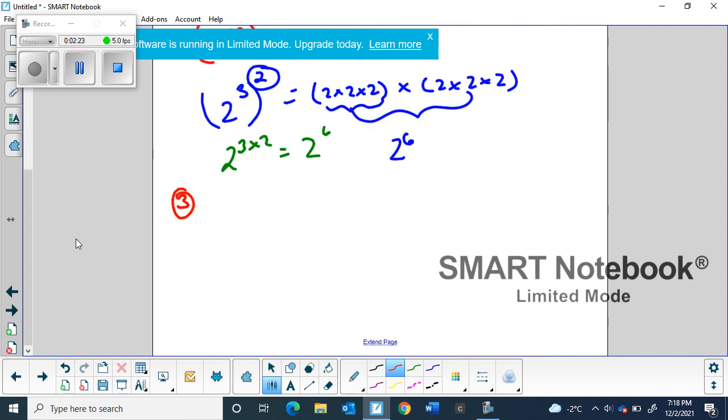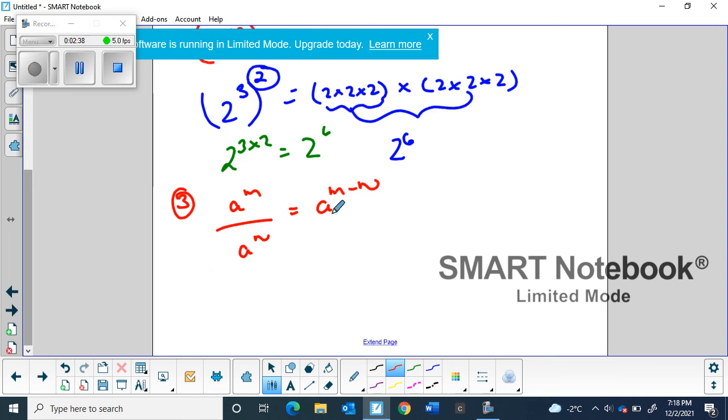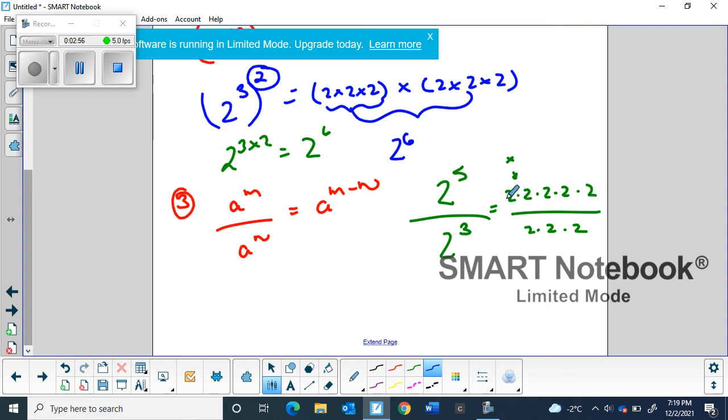Our third rule is a^m divided by a^n. And all these rules, the labels of them might be different from our notes, and that's okay. And we say if we're dividing numbers of the same base with exponents, we can subtract those exponents. So 2 to the exponent 5 over 2 to the exponent 3. Well, if I break it down, I have 5 2's on top. I'm going to use the dots for multiplication here, so it's a little bit easier. And I have 3 2's on the bottom.